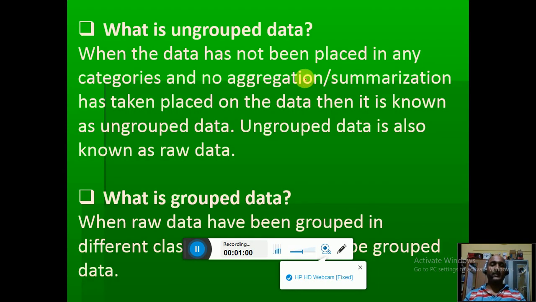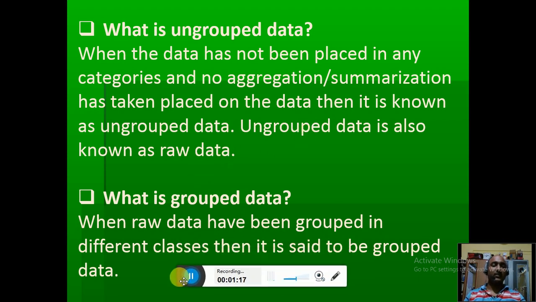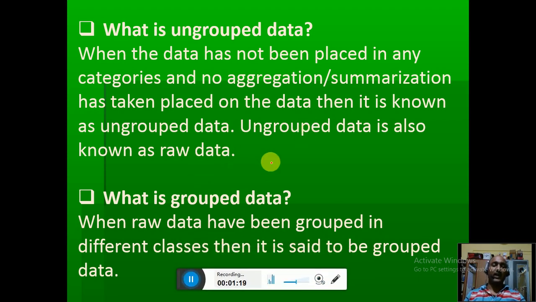So what is ungrouped data and what is grouped data? When the data has not been placed in any categories and no aggregation or summarization has taken place, it is known as ungrouped data. So we have gathered a huge amount of data from some tests or failure analysis, and we put that data as it is in the computer. That is ungrouped data. But for carrying out certain analysis, we have to put that data in a proper format, and that is called grouped data.